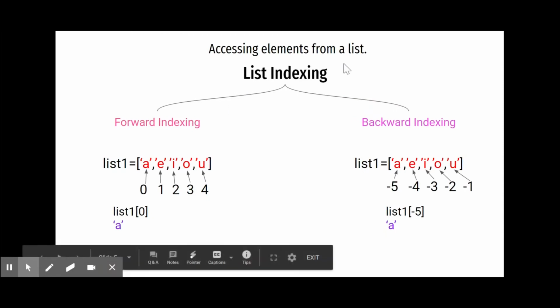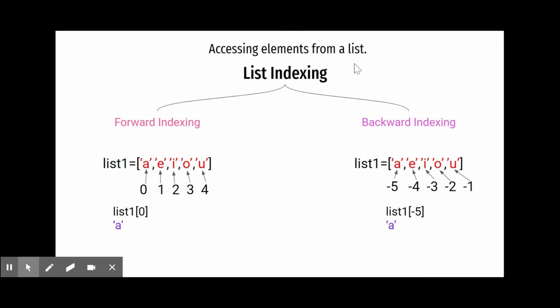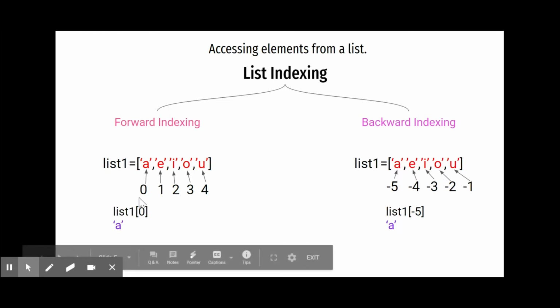Now I want to access a particular element from a list. How do I do that? Before going into that, we need to understand that strings and lists are very similar. Remember, for strings also we had indexing, we had forward indexing, and we had backward indexing. Similarly, we have the same thing for lists as well. Now here you can see list 1, and I have the same list here, but the indexing is different.